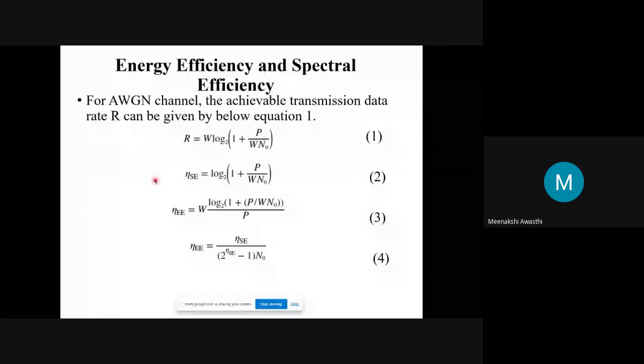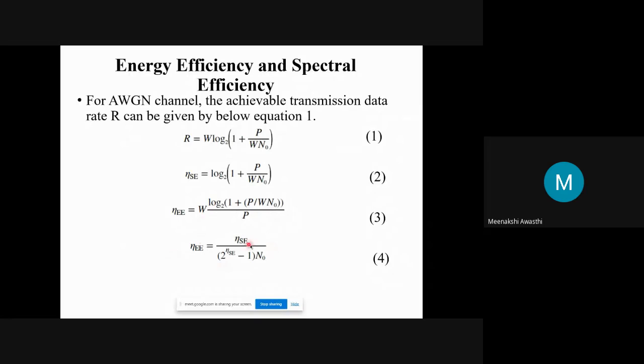The second equation represents the spectral efficiency, eta. Spectral efficiency is log2(1 + P/(W N0)). With this equation we can calculate the spectral efficiency of a network. The third equation represents the energy efficiency. It is W log2(1 + P/(W N0)) upon P. By this equation we can calculate the energy efficiency.